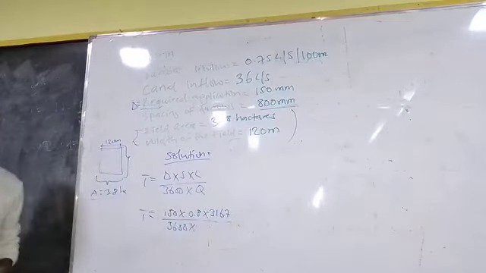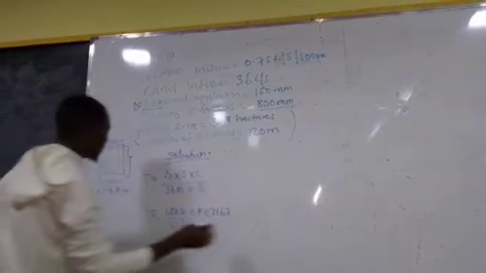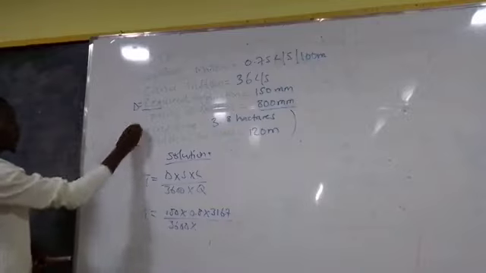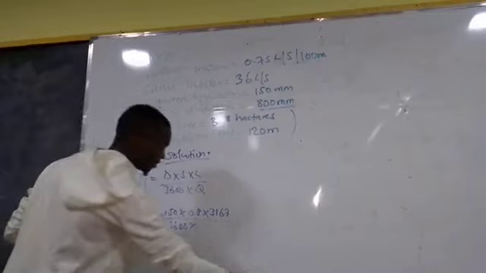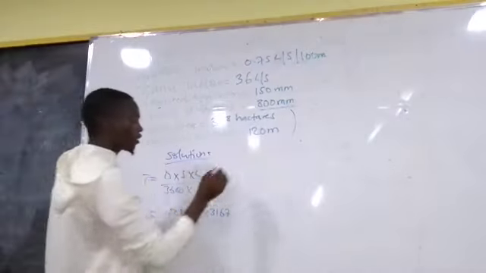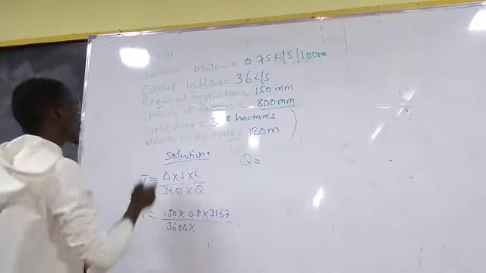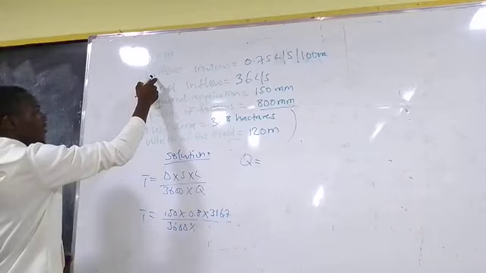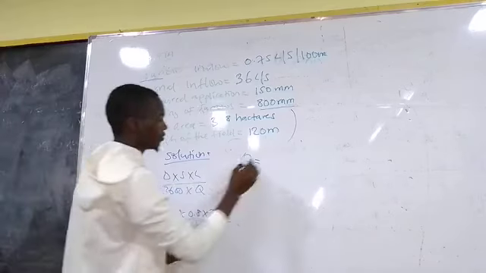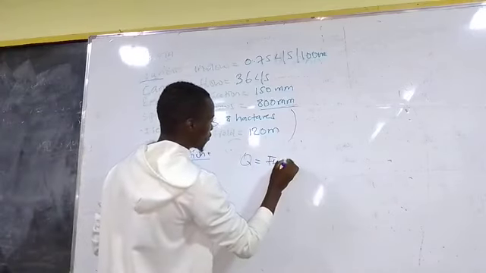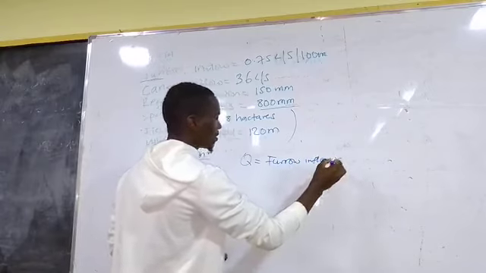So we have to find our Q. In this case, we all know that finding our Q is something very simple, and it's within everyone's ability. So our Q is equal to the furrow inflow times the furrow length.